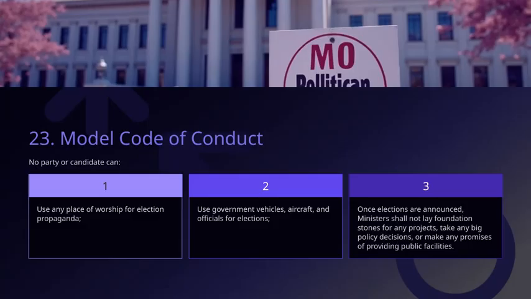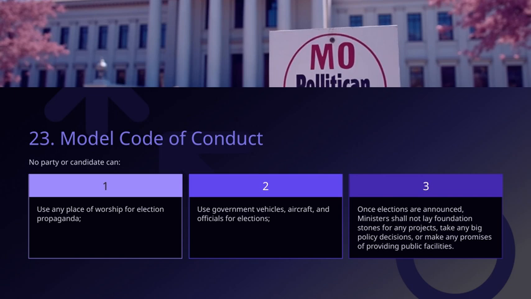Now, let's move on to the Model Code of Conduct. It's important to remember that no party or candidate is allowed to use places of worship for election propaganda. This helps maintain neutrality and respect religious sentiments. Additionally, government resources such as vehicles, aircraft, or officials must not be used for election activities. This ensures a level playing field and prevents misuse of public assets.